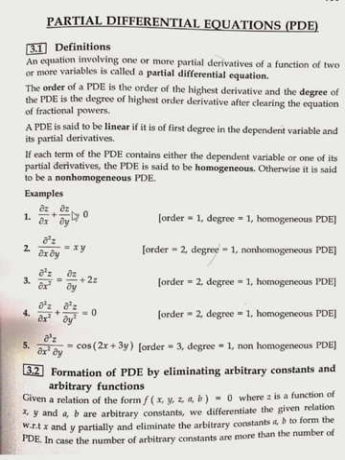In this example, what is the order of the PDE? The order is that of the highest derivative. The highest derivative is of order 1, that is the order. What is the degree? The degree of the highest order derivative is 1, that is the degree. Is it homogeneous? Yes, it is homogeneous because every term contains either the dependent variable z or one of its partial derivatives.